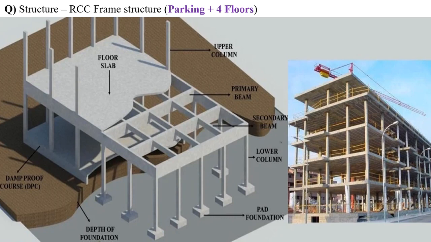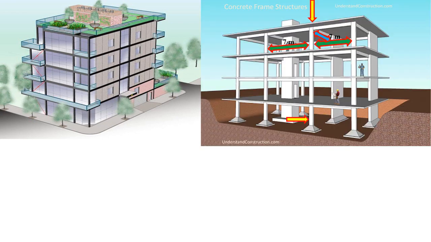Here we are going to do the design for an RCC frame structure, a parking plus 4-floor building. This is the architectural view of my building. So let's see the frame structure of the building. Just to illustrate, you are able to see the frame structure. We are going to take this column on the grid for the calculation.